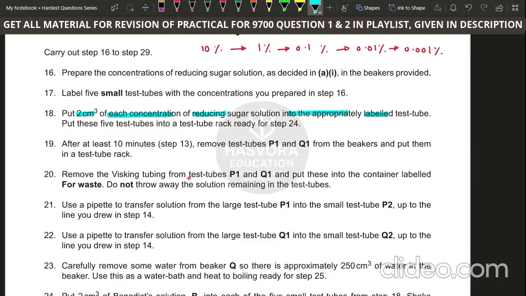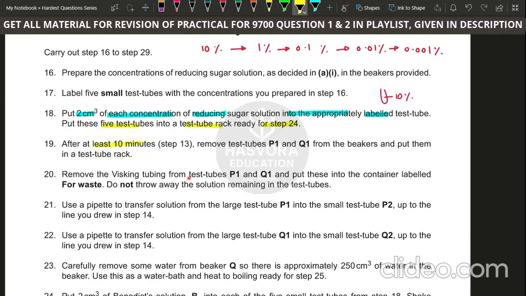Okay, so this means, for example, if you have the test tube that is being labeled as 10%, you have to put 2 cm cube of 10% into this. Okay, so you have to put 2 cm cube of each of the concentrations into its respective test tube. Okay, and then you have to put these 5 test tubes into a test tube rack ready for step 24.